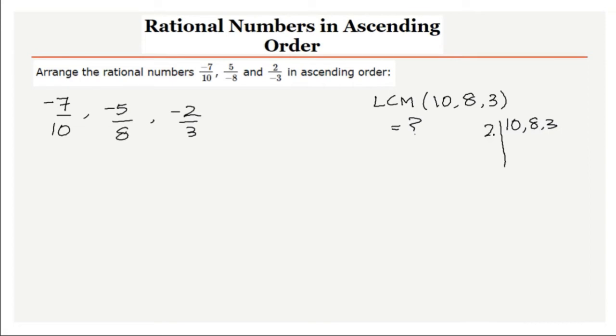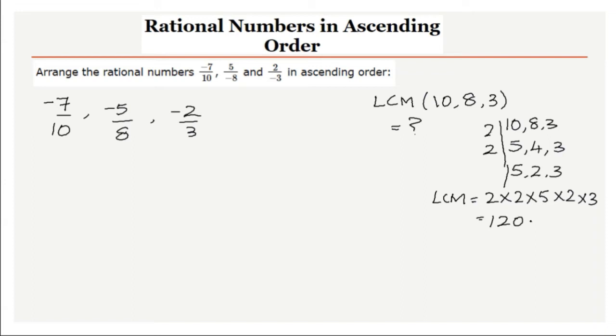Let me divide by 2: 10 becomes 5, 8 becomes 4. 3 is written as it is. Once again, I can divide this by 2. Now all these are prime numbers, so the LCM will be nothing but 2 multiplied by 2 multiplied by 5 multiplied by 2 multiplied by 3. 2 multiplied by 2 is 4. 4 times 5 is 20. 20 times 2 is 40. 40 times 3 is 120. So I get 120.